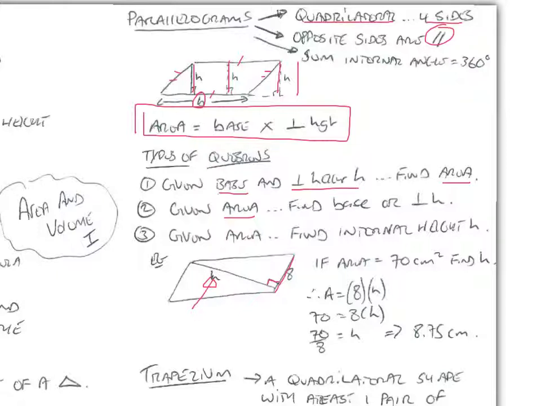So if the area is 70 centimetres squared in this problem, find h. We let the area equal our base times our h, because this side is perpendicular, or at a right angle, to h. So 70 is equal to 8 times h, therefore h is equal to 8.5 centimetres.